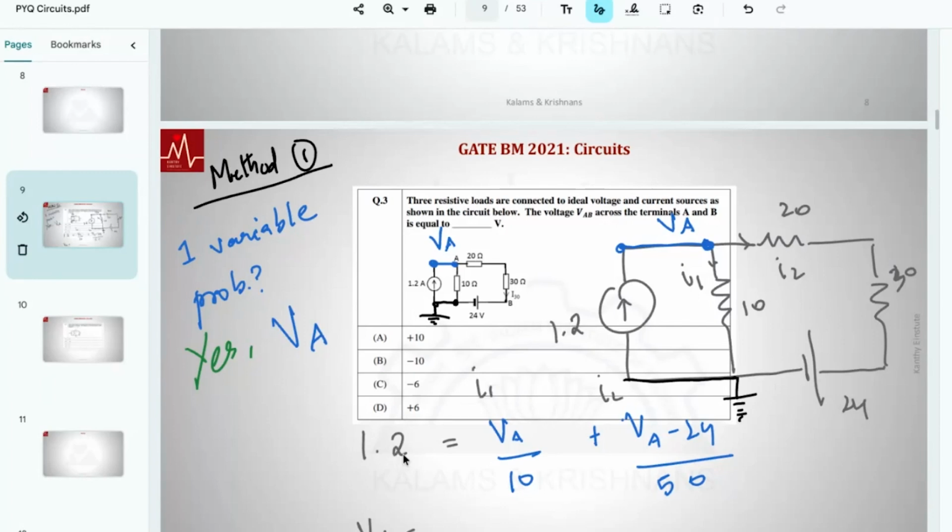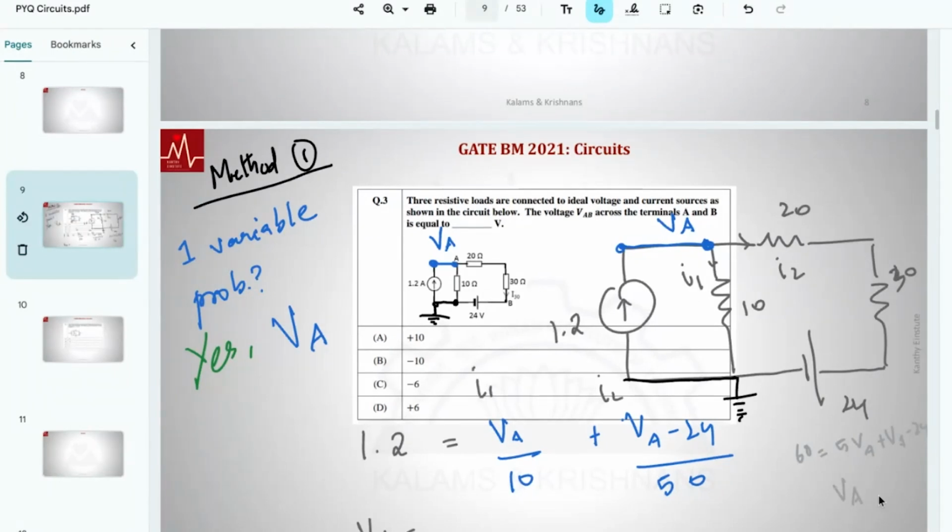60 minus 24, 36. 5, 6 by 6. 5 volts or 6 volts? Can someone just confirm that? So 60 plus 24 equals 84 by 6. I'm going to go ahead and write this. If I multiply this by 60, I get 60 equals 5 VE plus VA minus 24. The VA happens to be.